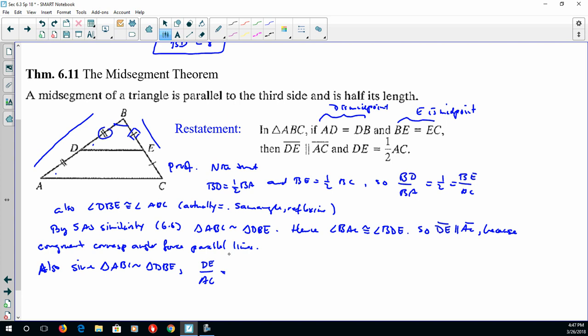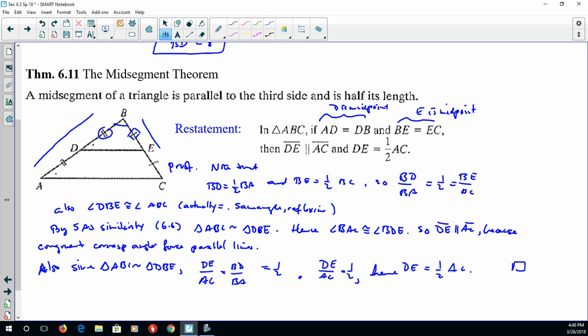But BD divided by BA is 1/2. So DE over AC equals 1/2. Multiply both sides by AC. DE is 1/2 AC. So connect up the two midpoints. You're going to have parallel sides. You'll get similar triangles, and the bases, these two parallel sides, are going to be in the same proportion as everything else, 1/2. Nice little theorem there.